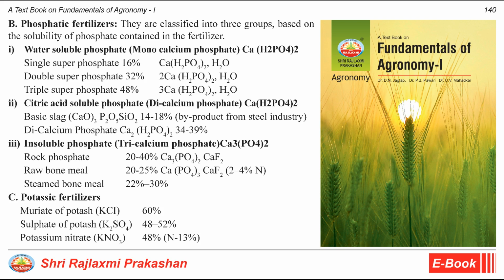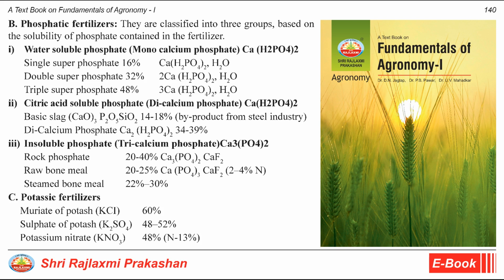Number 2, citric acid soluble phosphate: dicalcium phosphate, Ca(H2PO4)2. Basic slag, CaO, 3P2O5, 14 to 18%, a byproduct from the steel industry. Dicalcium phosphate, Ca2(H2PO4), 34 to 39%.